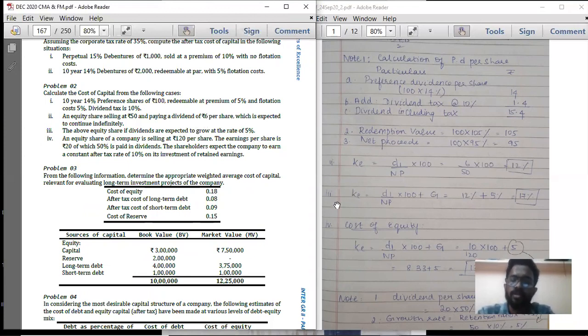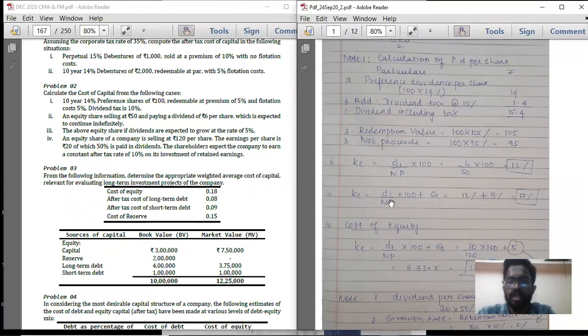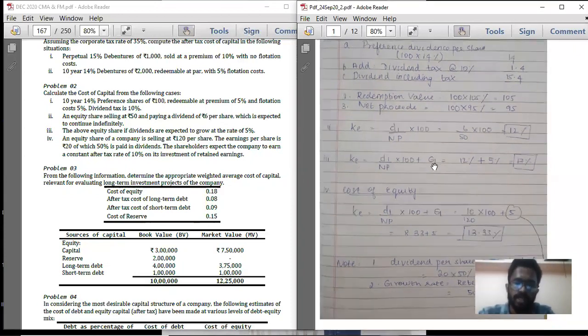That's all. So below that, case 3, statement number 3, record KE is equal to D1 divided by NP into 100, within bracket, close the bracket, plus G, that is growth. How much is the D1 divided by NP into 100? We have calculated 12. So 12 plus growth rate is 5%. So 12 plus 5 is equal to 17%. That is case 3.